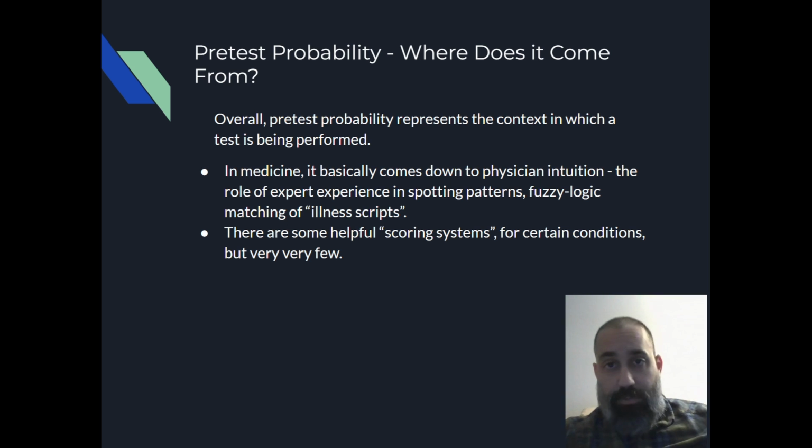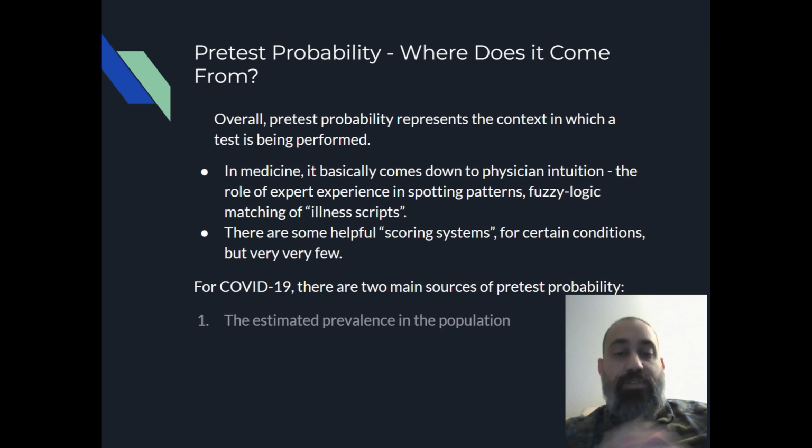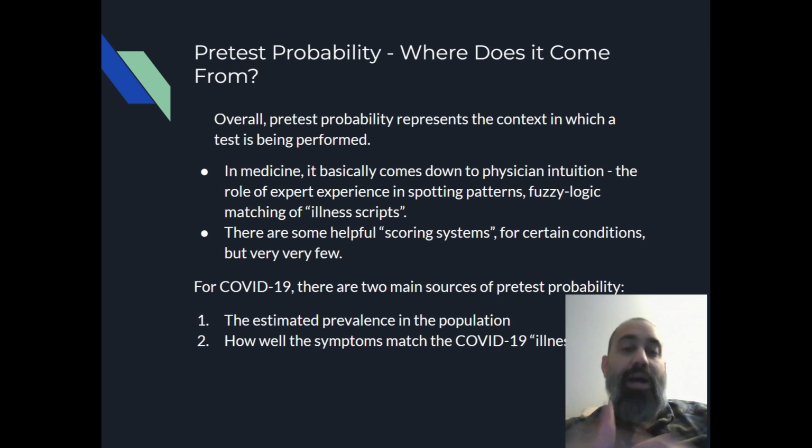Similarly for mammograms, I talked about that in the first video, where if you're testing 20-year-olds with mammograms, you're going to get a ton of false positives. If you're testing 60-year-olds with mammograms, you'll get much fewer false positives. So as I said, for COVID, the prevalence in the population and how well the symptoms match the typical illness script. That's one example of where pretest probability comes from.